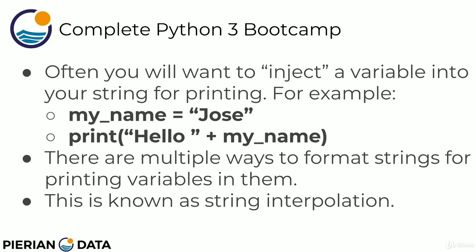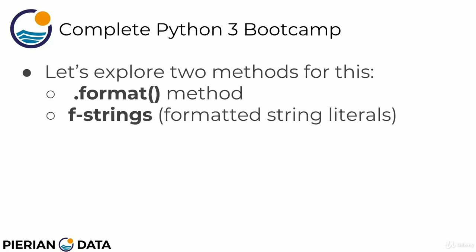Now there's actually multiple ways to format strings for printing variables in them, so you don't have to constantly be using this concatenation or plus sign. And this in general is known as string interpolation, which is basically just a really fancy way of saying stick a variable into a string. So we're going to explore two methods for doing this. One is the .format method, and the other one is the f-strings method, which stands for formatted string literals. And this is a newer method for some newer versions of Python 3. I personally prefer the .format method, but let's go ahead and show you both of them, and you can decide which is more your style.